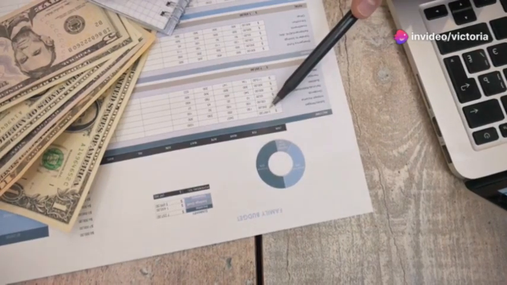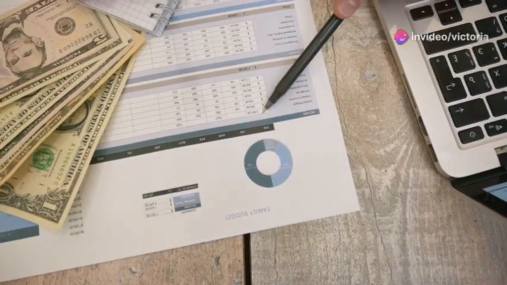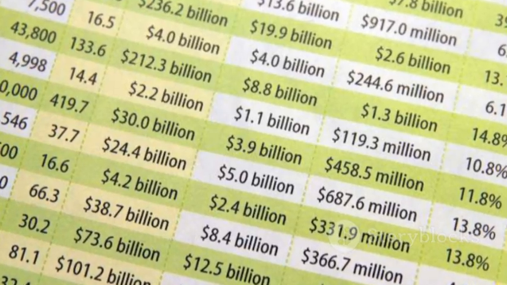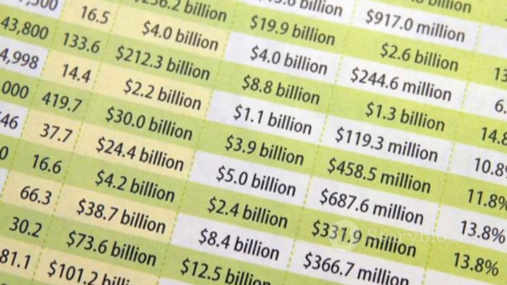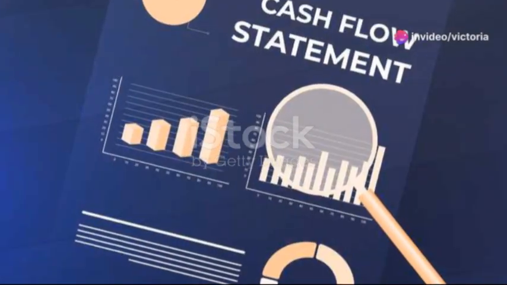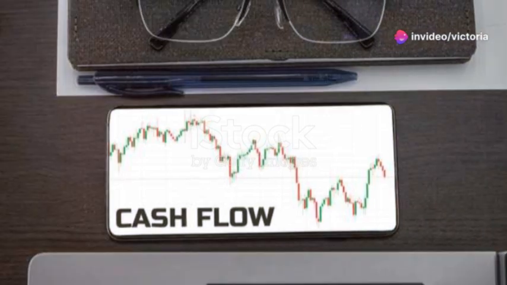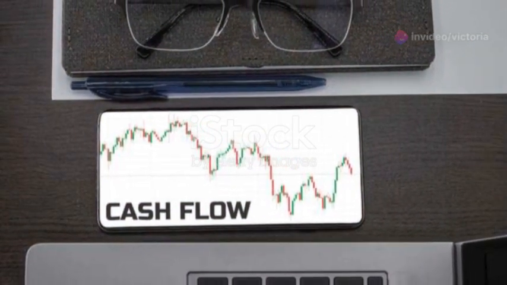This is crucial for understanding a company's liquidity or its ability to meet short-term obligations. The statement of cash flows is directly linked to both the balance sheet and income statement. It shows how cash is generated from operations, income statement, and how it's used to buy assets or pay down debt, balance sheet.